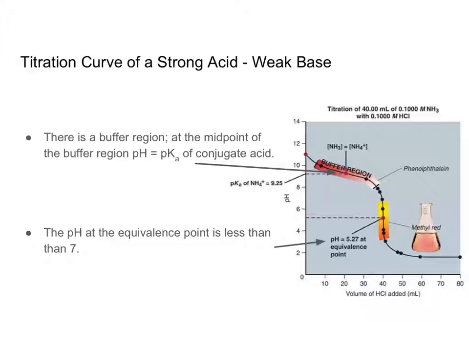So, a couple of things to keep in mind. The midpoint of the buffer region is known as the half equivalence point, in which case the pH would be equal to the pKa, because remember the concentration of the base is equal to the concentration of the conjugate acid at the half equivalence point. Any questions about that? Moving on.